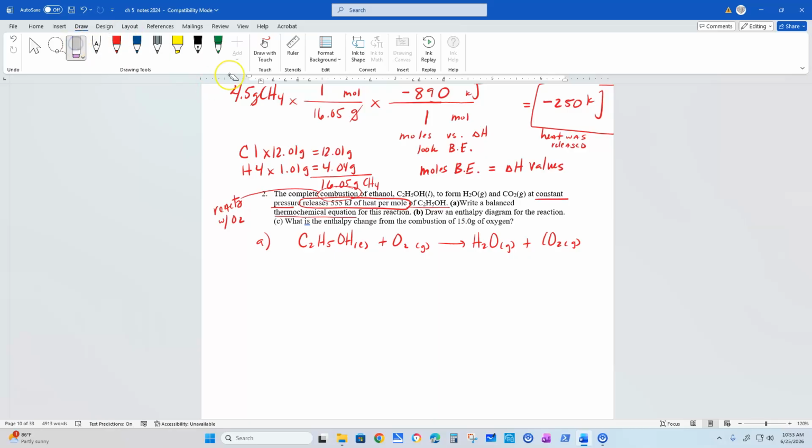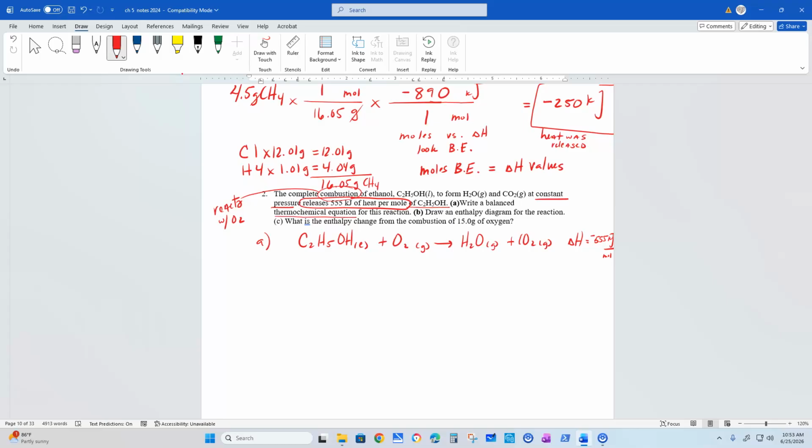And let me rewrite this a little bit smaller because there's a purpose coming. Because we're writing a thermochemical equation, which means I got to list something at the end of this. I need that delta H. Now it says releases 555. So that means negative 555 kilojoules per mole. The word per means over mole.